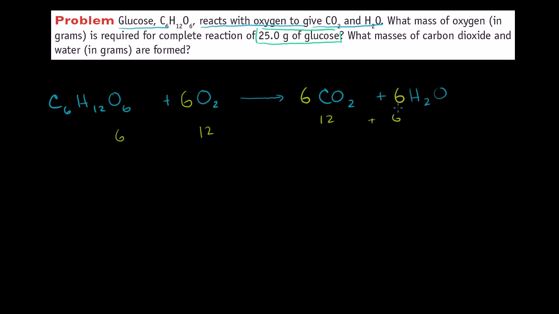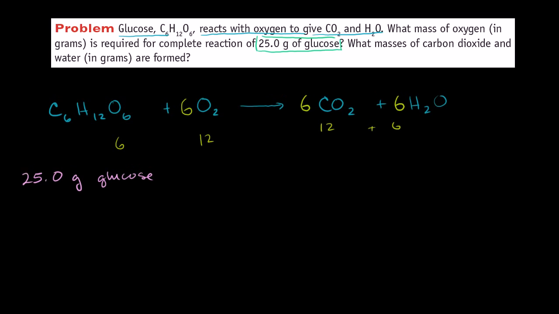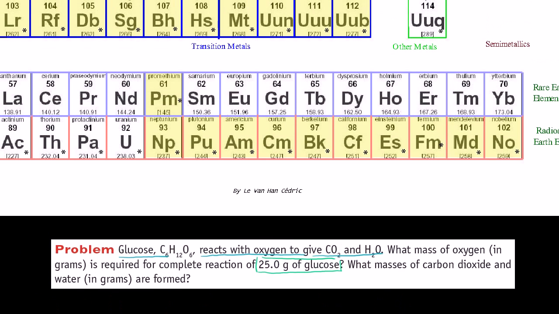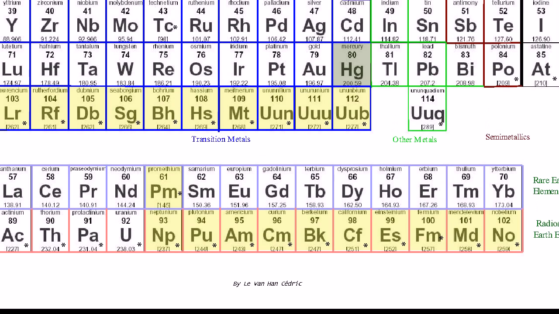Now, the next thing we're going to want to do is figure out how many moles of the reactant that they're telling us about that we have. So they're telling us that we have 25.0 grams of glucose. So let's figure out how many grams per mole there are of a glucose molecule. And since everything here is dealing with carbons and oxygens and hydrogens, let's look up the atomic weights of all of them. Carbons, hydrogens, and oxygens are pretty common, so at some point, you might want to memorize their atomic weights.